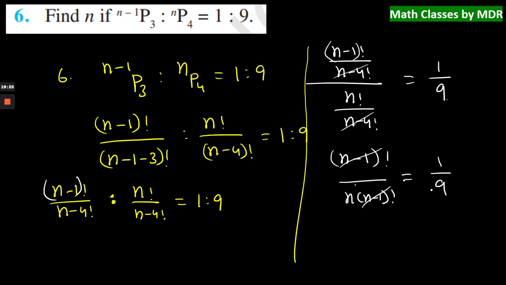This gets cancelled. Now you can do the cross multiplication. So 9 is equal to n, or n equals 9. So the value of n is 9. I hope it is clear. Yes. Now let's see the 7th question.